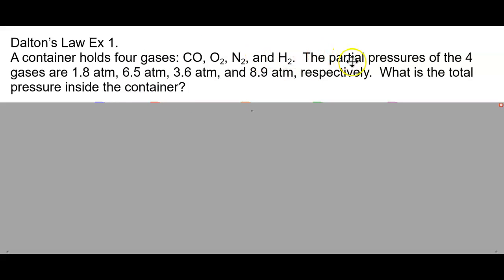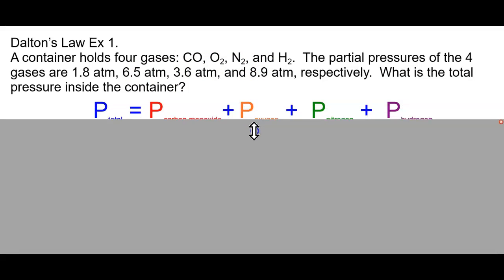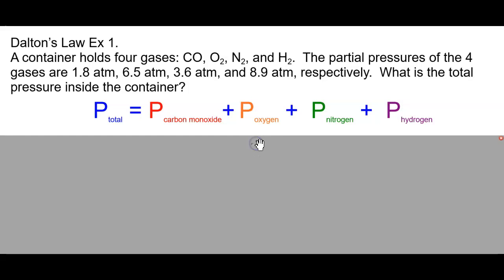Okay, so partial pressure means part of the whole. So partial pressure of carbon monoxide would be 1.8, oxygen is 6.5, nitrogen is 3.6, and hydrogen is 8.9. So you're going to use that generic formula. You must present your generic formula in every example. This is what I mean by generic formula.